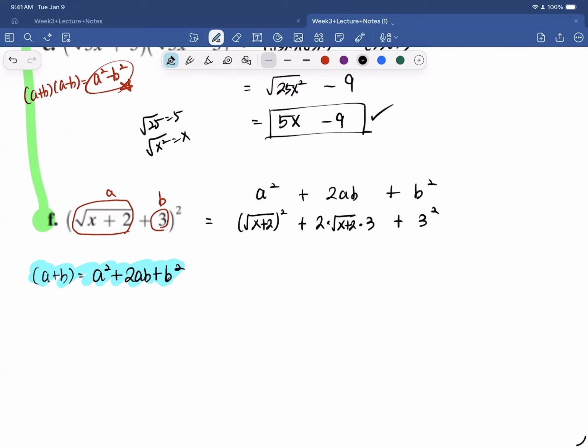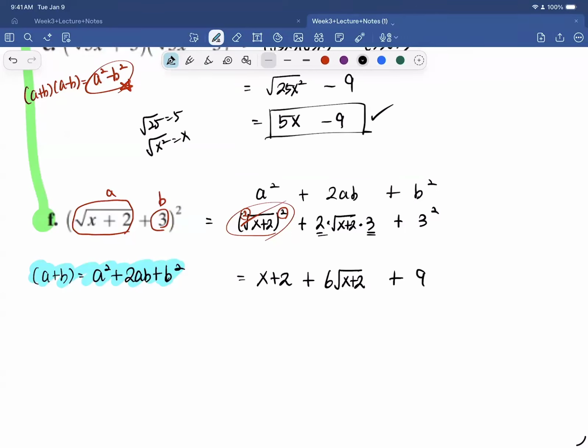So what is the square root squared? That is index. Can you see that? Index is a square, and then exponent is another square, so that's why we can take it off. So that's why this is just x plus 2, plus 2 and 3 you can multiply, so 6 square root of x plus 2 and then plus 9.